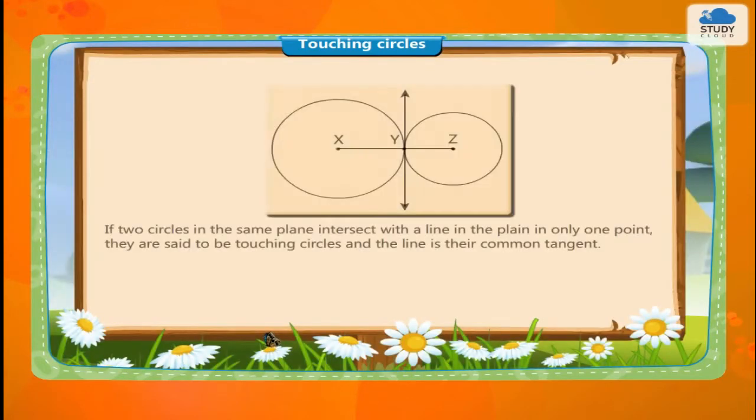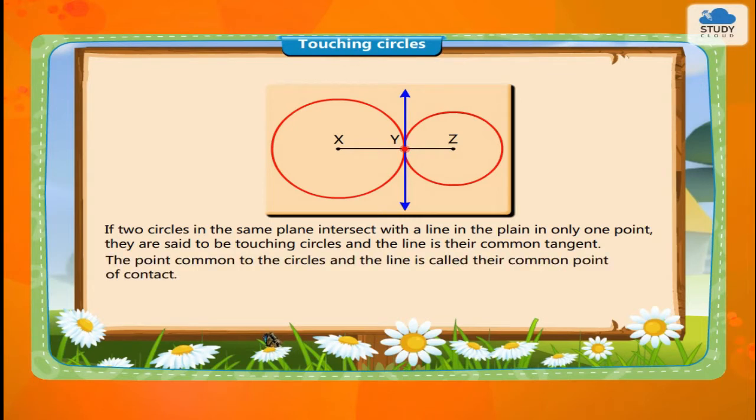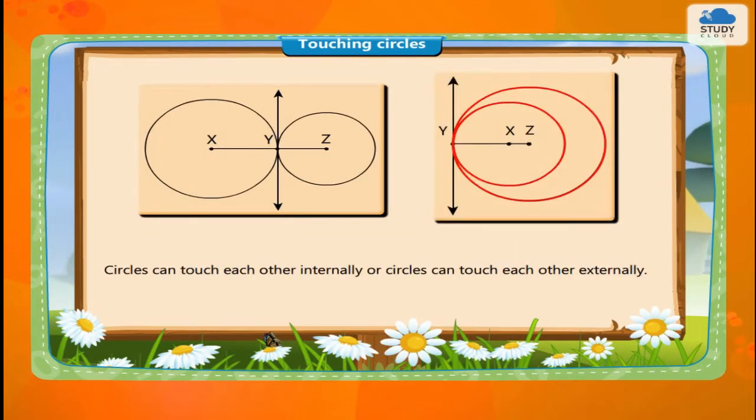Touching circles. If two circles in the same plane intersect with a line in the plane in only one point, they are said to be touching circles and the line is their common tangent. The point common to the circles and the line is called their common point of contact. Circles can touch each other internally or externally.